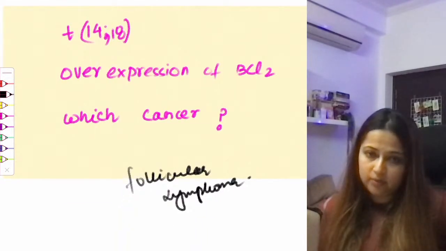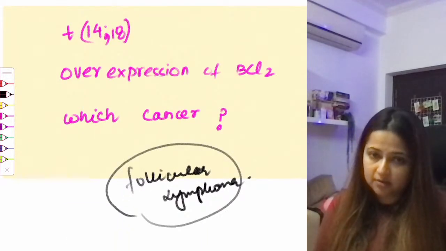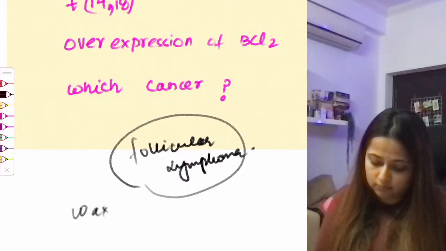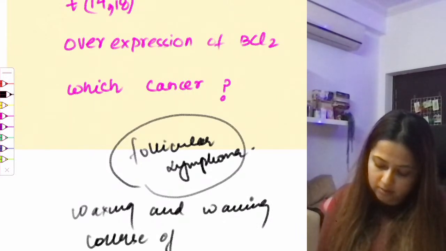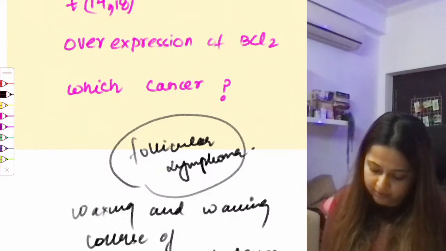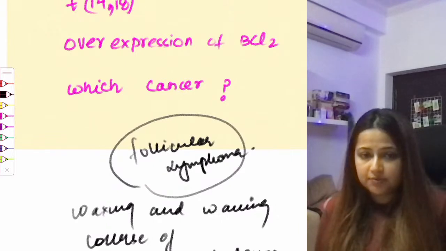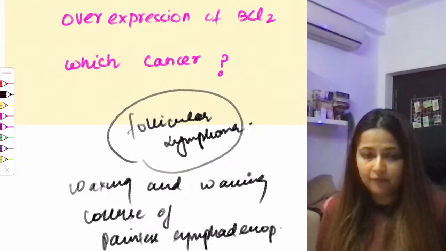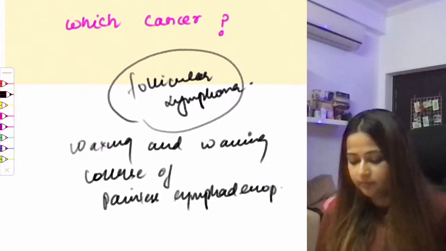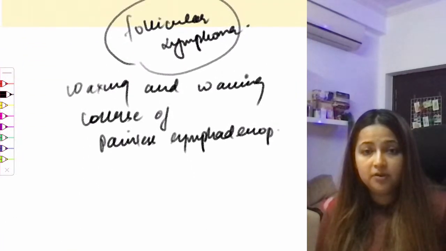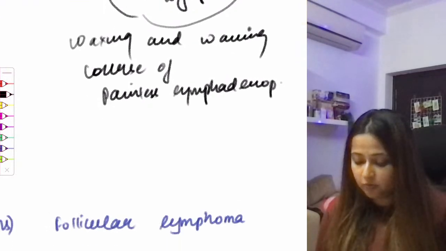What you have to remember in follicular lymphoma is the waxing and waning course of painless lymphadenopathy. So if the question mentions waxing and waning painless lymphadenopathy, they are also pointing towards follicular lymphoma. All right. Moving on. So please learn all the translocations, guys. Please do that.